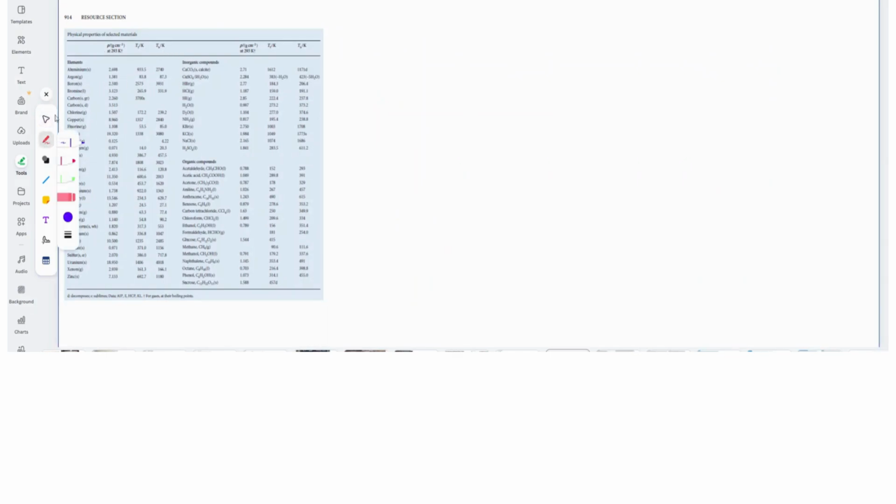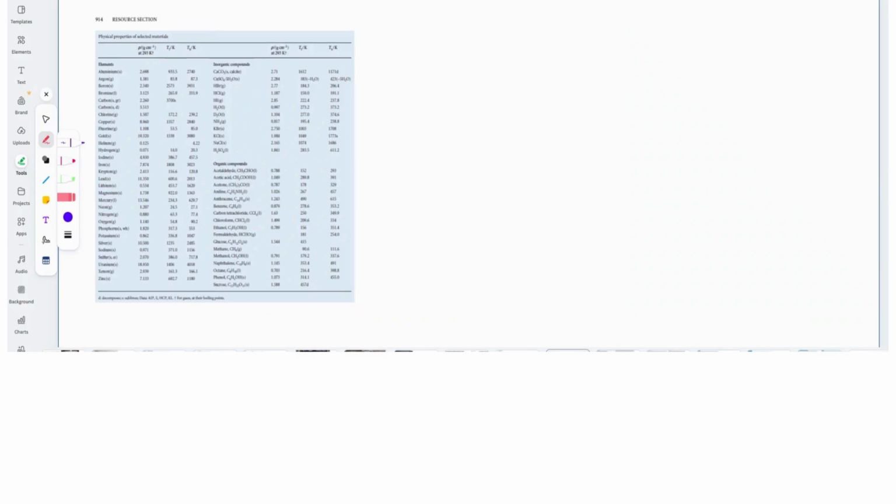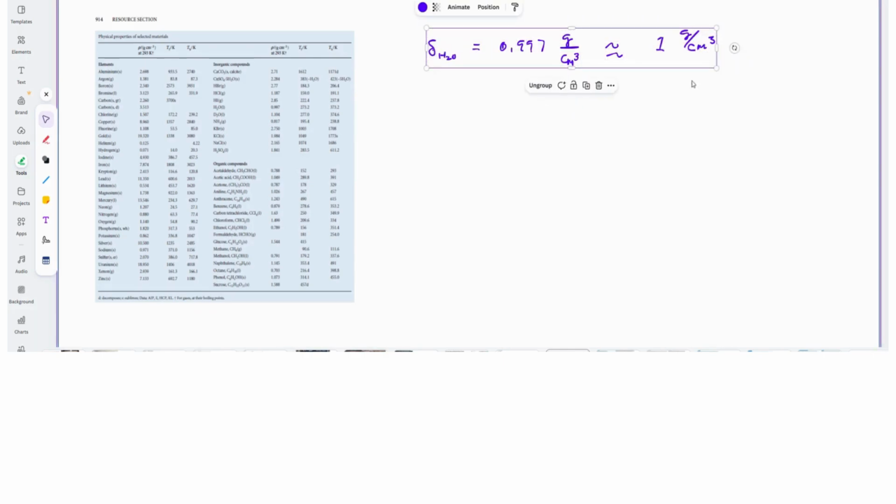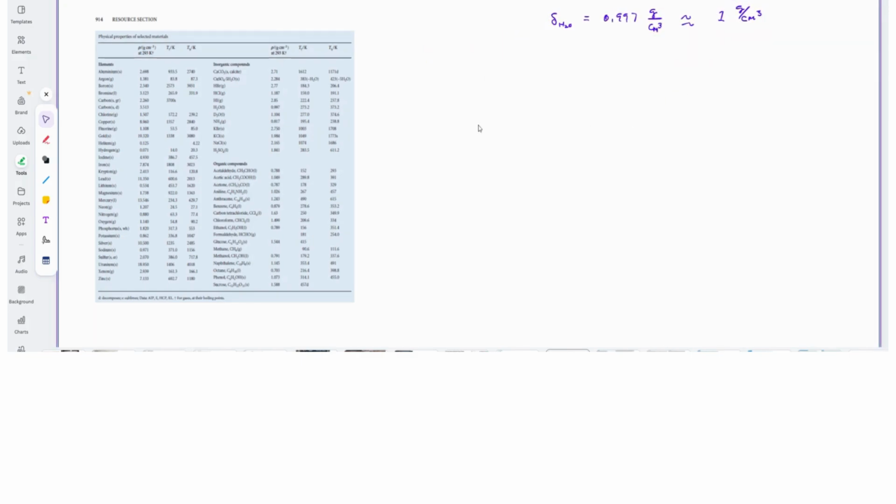So let's say you've got water. We know that water has a density of 0.997 grams per centimeter cubed. So the density of water, and we abbreviate it like this, is equal to 0.997 grams per centimeter cubed. Most people accept the approximation of 1 gram per centimeter cubed for water. We usually just use one academically. No big deal. It's pretty common to just use one for water.